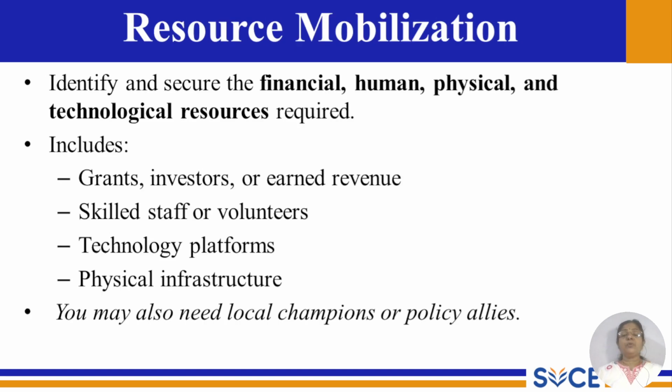And next one is we need to mobilize the resources. So resources are financial resources, human resources, physical and technological resources. So we need to identify all these resources and we have to mobilize them. So resources can be financial resources, can be from grants, investors or earned revenue, and human resources might be skilled staff or volunteers, and technology platforms and physical infrastructure. So we also need local champions, the local people or policy allies to implement the idea.